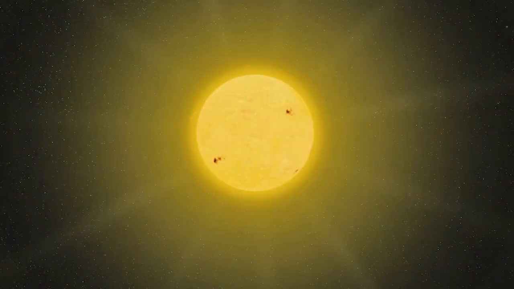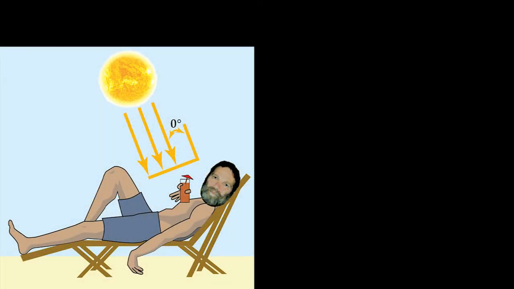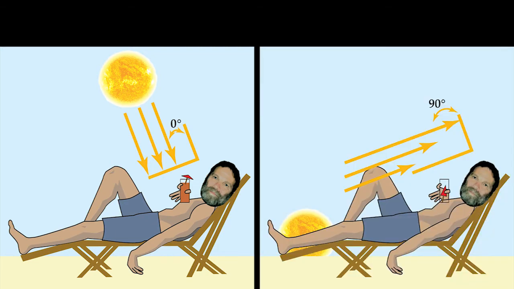The major driver of Earth's climate is the amount of sunlight that it receives. Three laws, the cosine law, Kepler's second law, and the inverse square law, relate the amount of sunlight impinging on Earth to its orientation with the Sun. The first is the cosine law. Sunbathers instinctively obey this law in orienting themselves perpendicular to the Sun to maximize the interception of solar rays, or more parallel to the Sun to decrease interception.